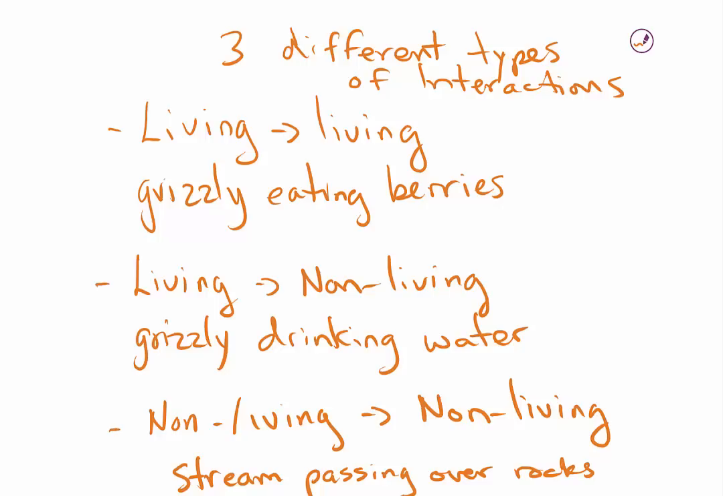So what I'd like you to do before you come into our next class is to come up with your own 3 interactions, any interactions. It can be something that happens in your home, it can be something that you see happening outside, but come up with a living to living interaction, a living to non-living interaction, and a non-living to non-living interaction.